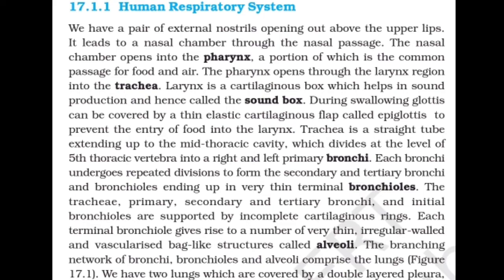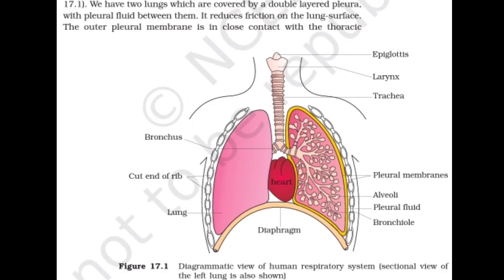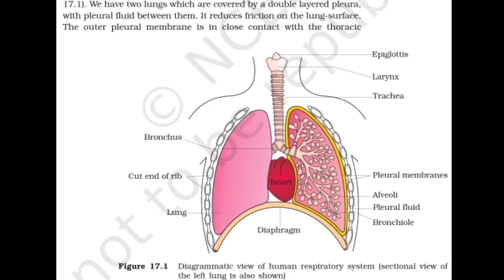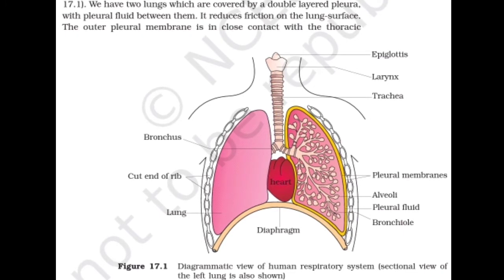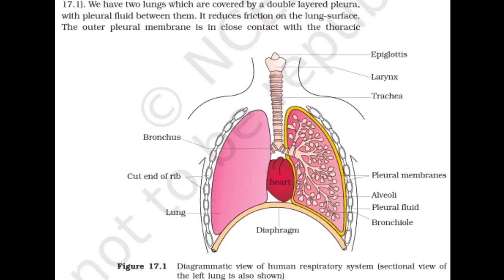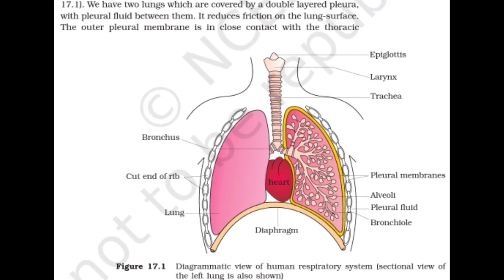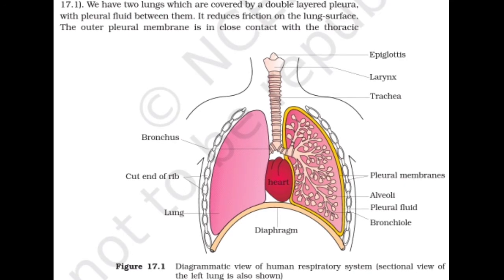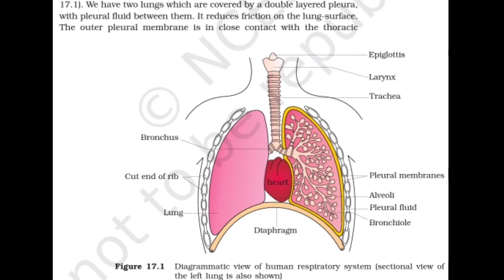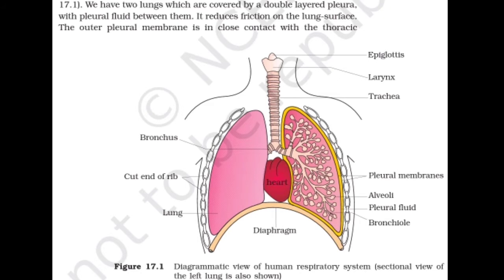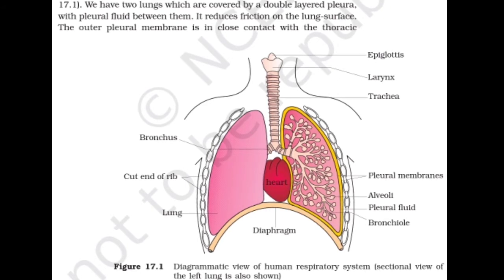Figure 17.1: Diagrammatic view of human respiratory system. Sectional view of the left lung is also shown. This is epiglottis, larynx, trachea. This is pleural membranes, alveoli, pleural fluid, bronchiole, and this is diaphragm, lungs. This is cut end of rib and this is bronchus. We have two lungs which are covered by a double-layered pleura with pleural fluid between them. It reduces friction on the lung surface.